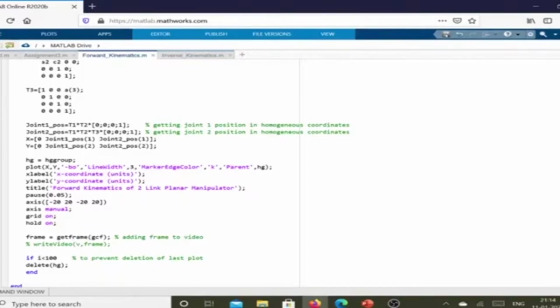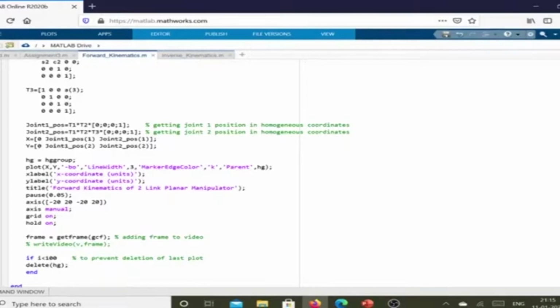Now joint position 2 is basically transformation matrix 1 into 2 into 3, and this is getting multiplied by 0 0 1. Again, when we are multiplying these three matrices, I want the 4 1 element. What it is giving me is x and y, starting from 0 0 as the base, then joint position 1 and joint position 2. This is what we are doing to get the column of that matrix.